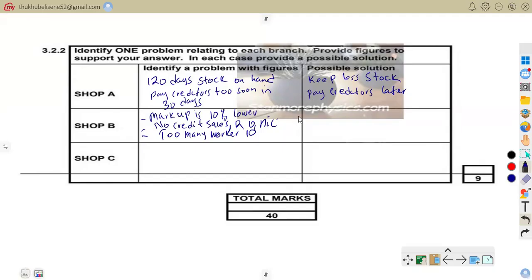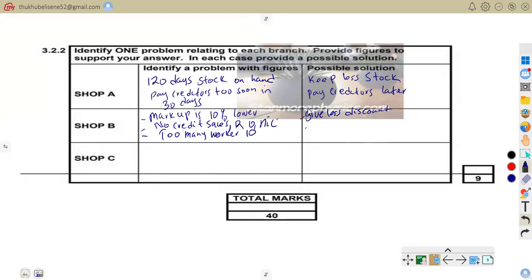Don't give too much discount. Give less discount. That will be a solution. Maybe we're supposed to give at least 5% discount, not 10% discount, because that will affect your profits. So give less discount. That is the first solution.